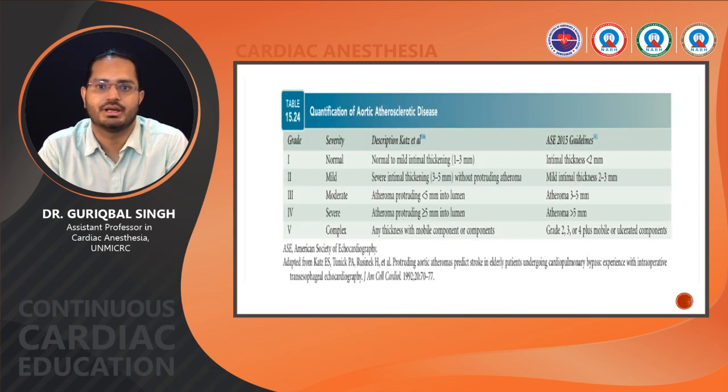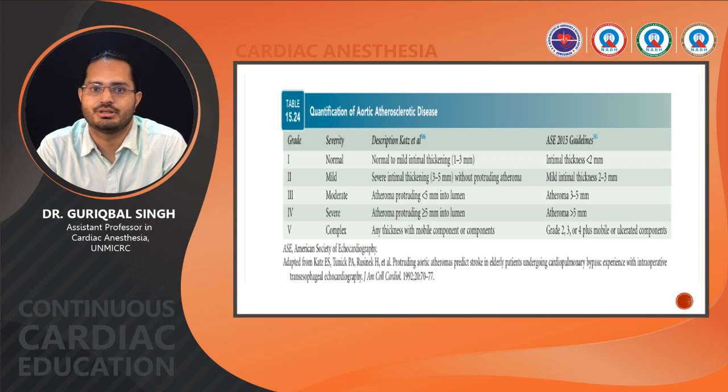This is a grading from the ASA 2015 guidelines, which describe 1 to 5 grades, and there is one description by CATS. So from normal to complex. If intimal thickness is less than 2 mm, it is grade 1. If it is 2 to 3, it is grade 2. If it is 3 to 5, it is grade 3. If it is more than 5, it is grade 4. And if it is mobile, it is grade 5.